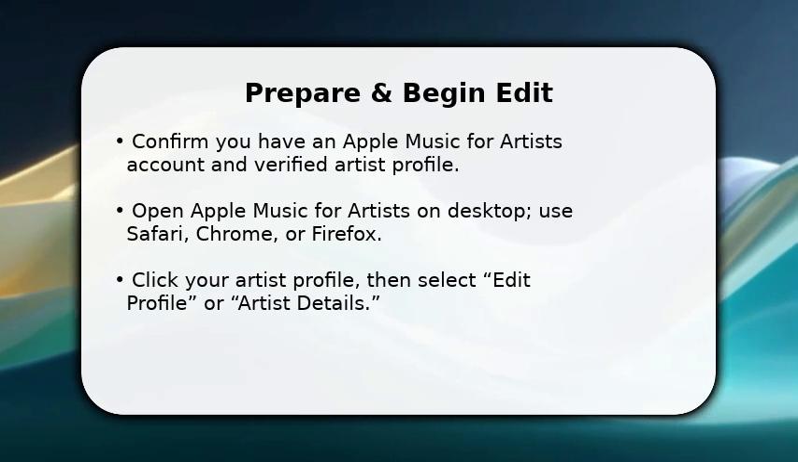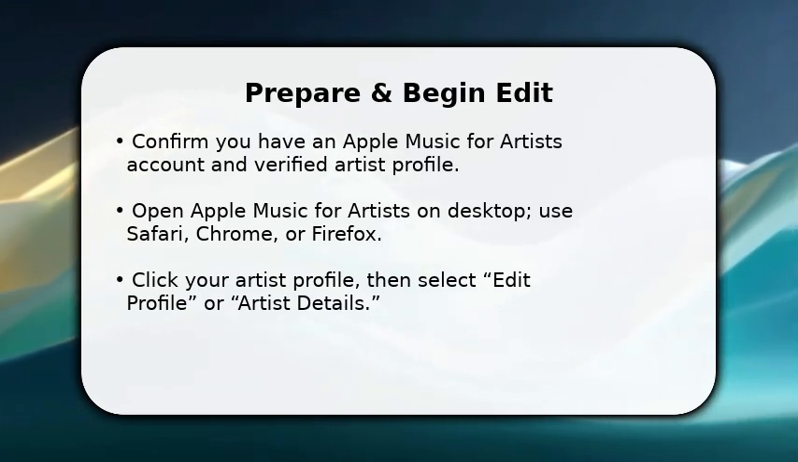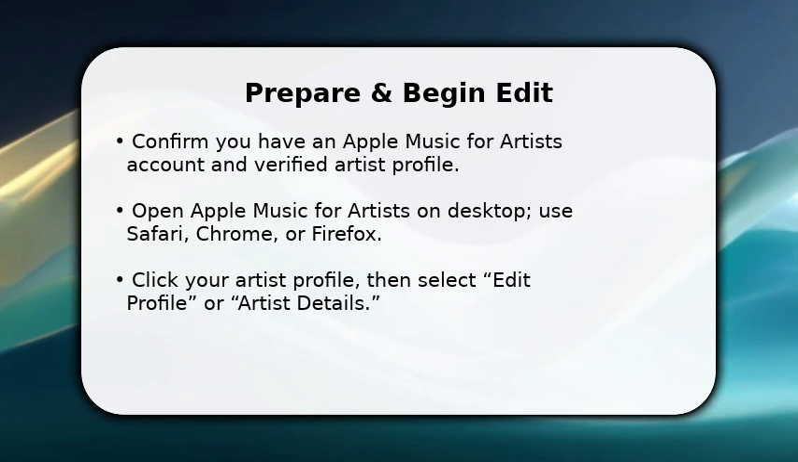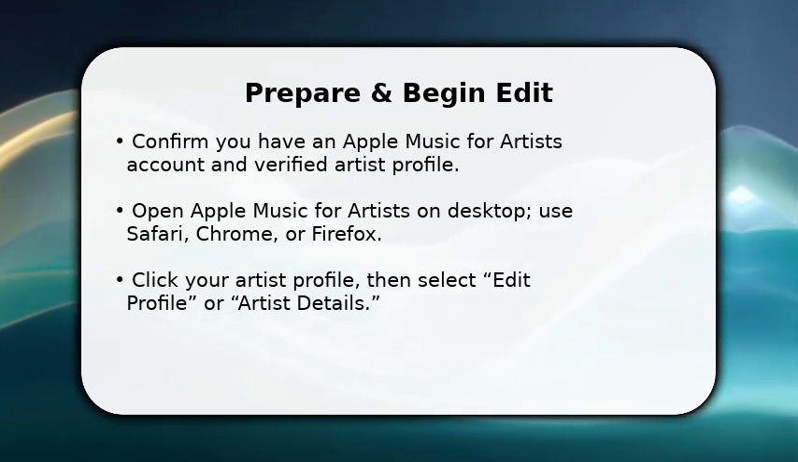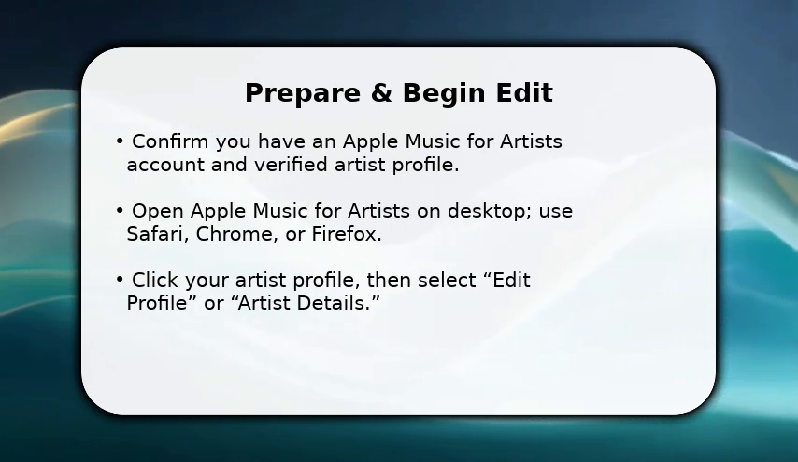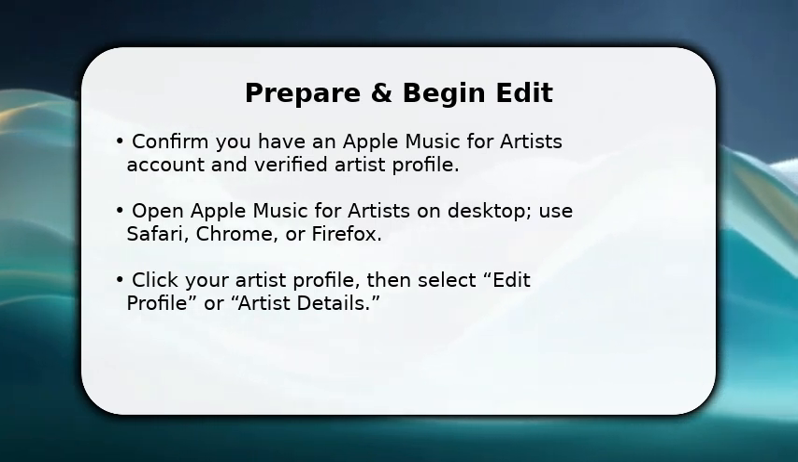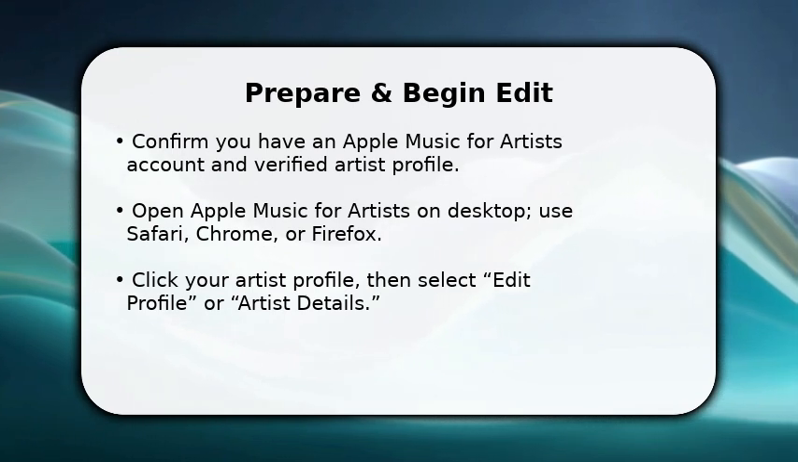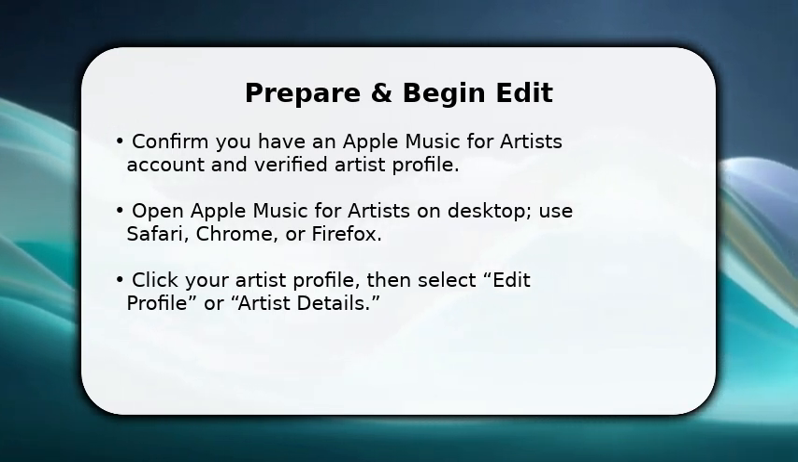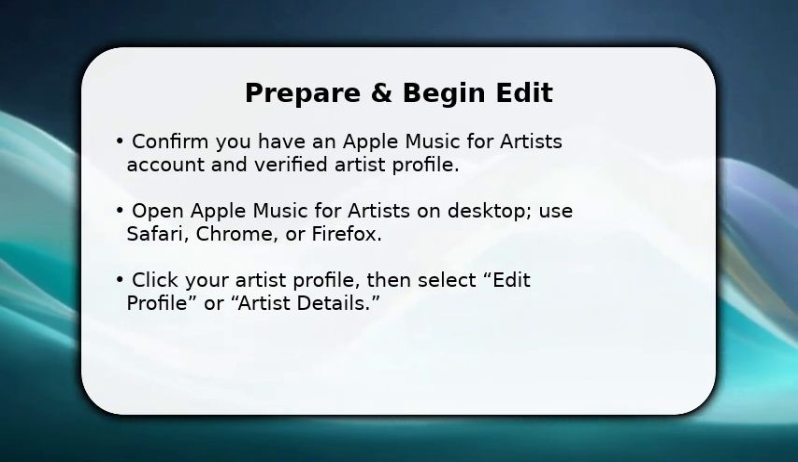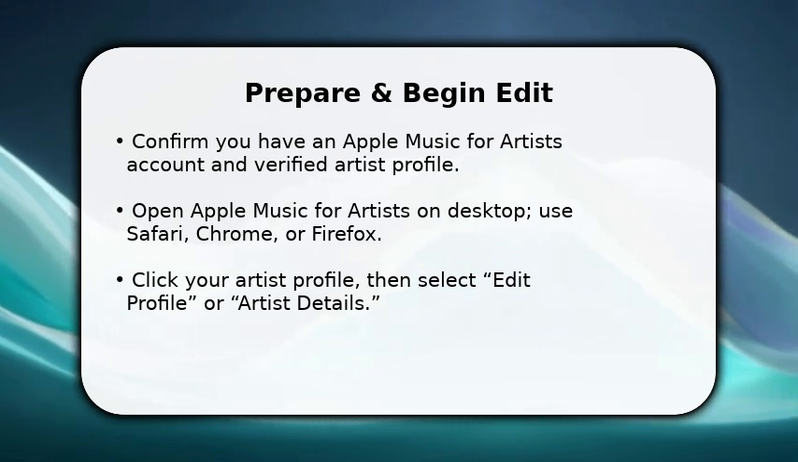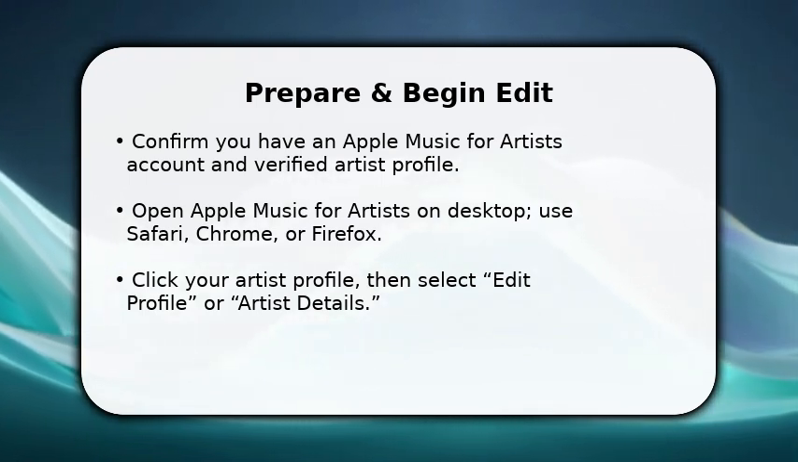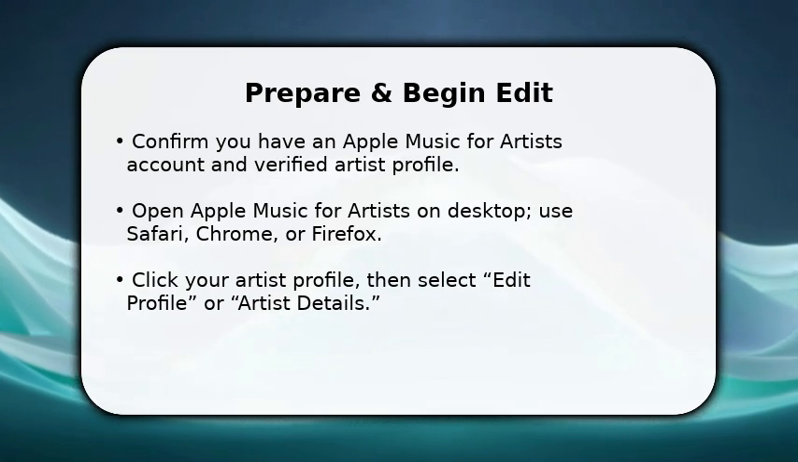Enjoy the video. You start by confirming you have Apple Music for Artists access and a verified profile. This is required to change metadata. Once signed in on desktop, navigate to your artist page and click Edit Profile or Artist Details to open the editable fields. Make sure you're using the main artist account because label accounts may not show the same options. From here, locate the artist name field and prepare the exact capitalization and spacing you want before saving changes.